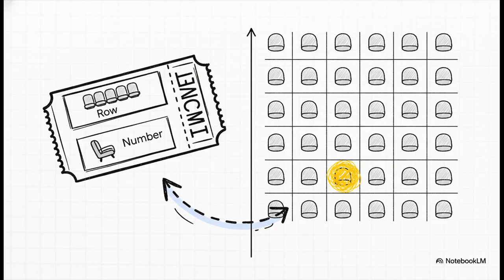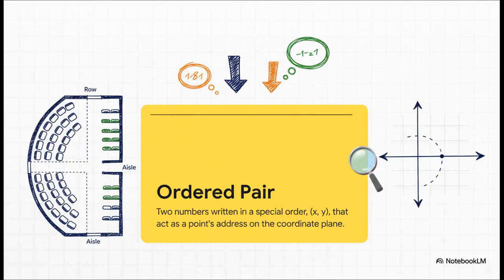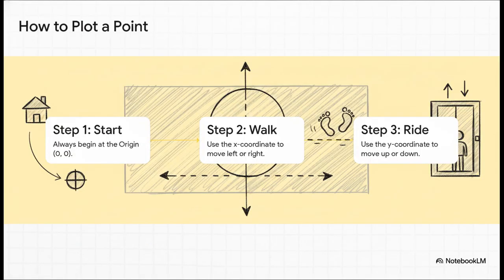It's exactly the same on our coordinate plane. You can't find a point with just one number anymore. You need 2. And these 2 numbers have a special name. They're called an ordered pair. We write them inside parentheses like this: (x, y). Now, the most important word there is ordered. The order matters a lot. The first number is always your x value, your left or right number. The second number is always your y value, your up or down number. Always, always, always.